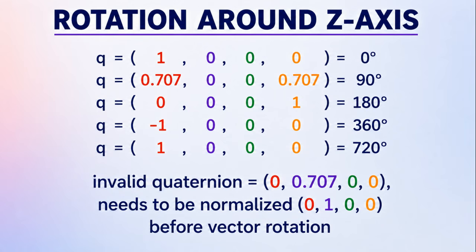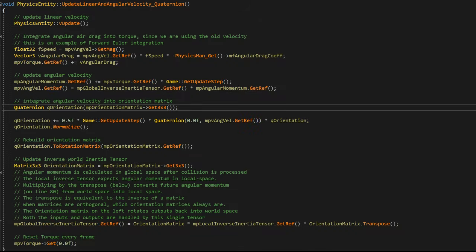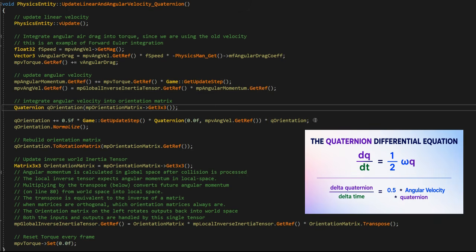Let's now look at the quaternion version of the previous video's angular velocity implementation and then what happens performance-wise. We have a constructor which can initialize a quaternion from a 3x3 rotation matrix. The next line is forward Euler integration of the quaternion differential equation. The differential equation describes the rate of change of the orientation quaternion.